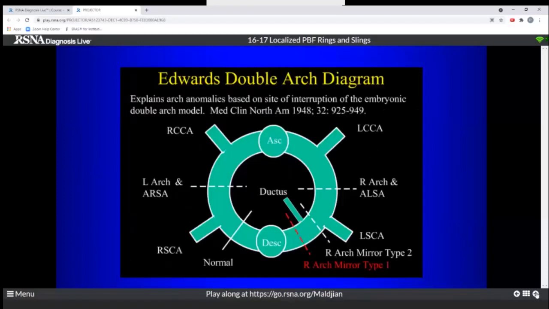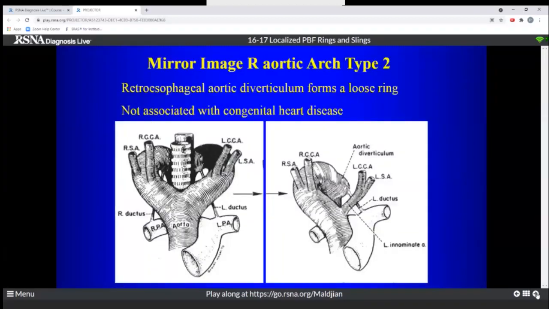And it turns out that this is another form. There are two forms of mirror image right arch. There's a mirror image right arch type 1 and a mirror image right arch type 2. It is the type 1 that is associated with congenital heart disease. Type 2, though, is not. And the difference is with type 2, the interruption here occurs just distal to the ductus arteriosus, which allows then this diverticulum to form here, connecting to the ductus from descending thoracic aorta, which then is the clue that you're dealing with a mirror image type 2 aortic arch.